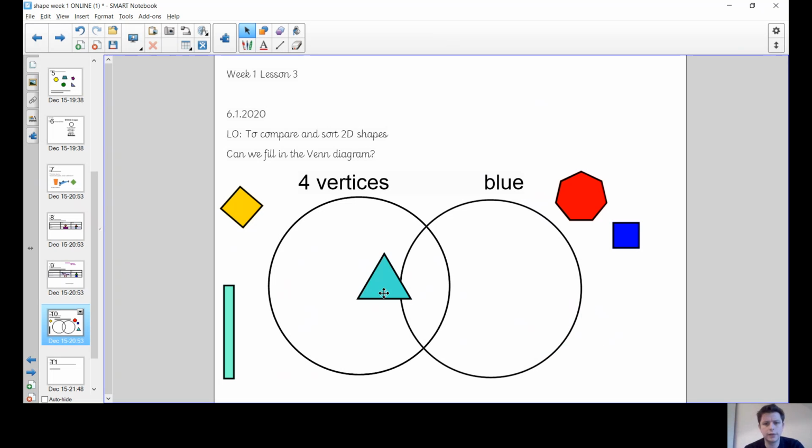Let's start with this blue triangle here. It hasn't got 4 vertices. Remember, vertices is another word for corners. The triangle has only got 1, 2, 3 vertices, but it is blue, so I put it over there.